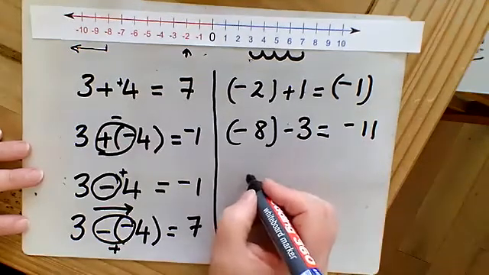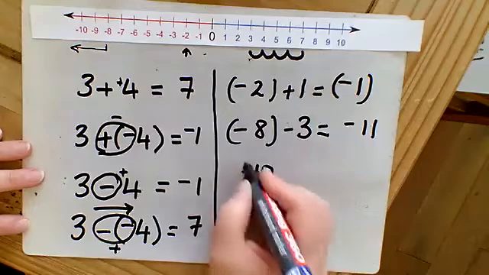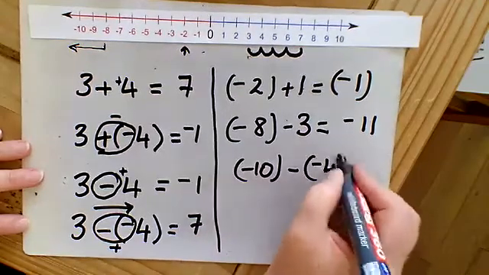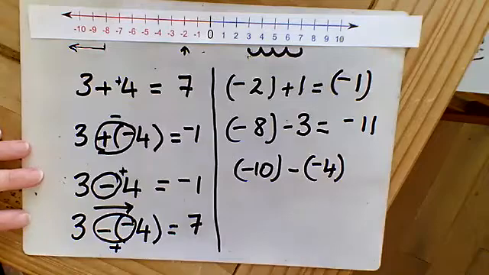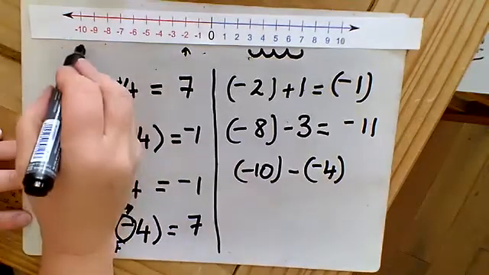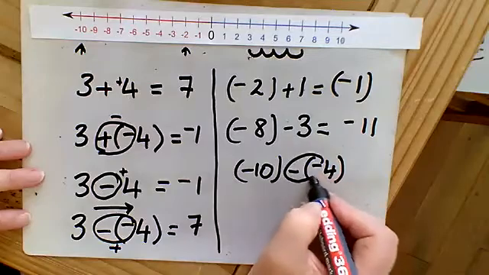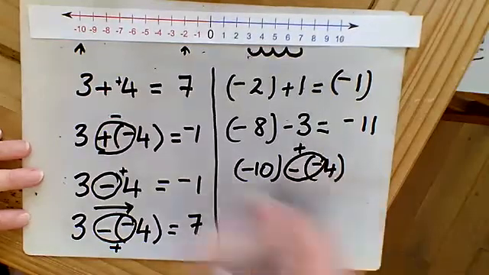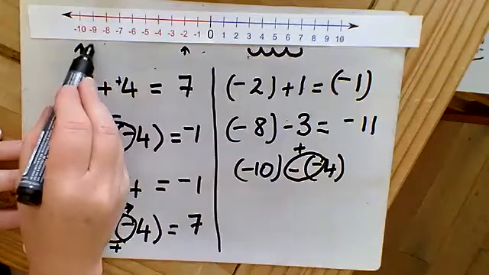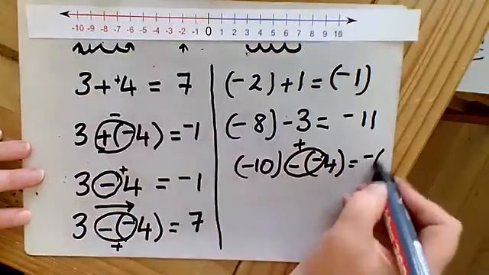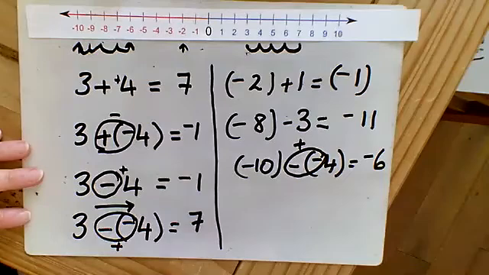How about -10? Let's take away a negative. -10, take away -4. So starting at -10, starting here, taking away a negative. Now, taking away a negative is the same as adding. So I'd start at -10, 1, 2, 3, 4, get 4 bigger. Going to take me to -6.